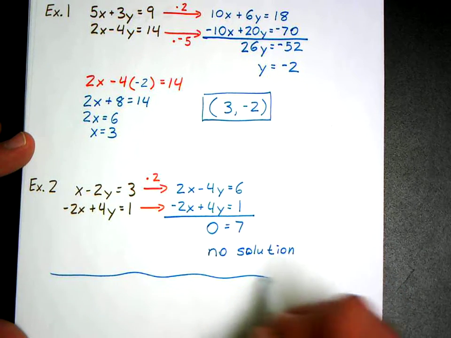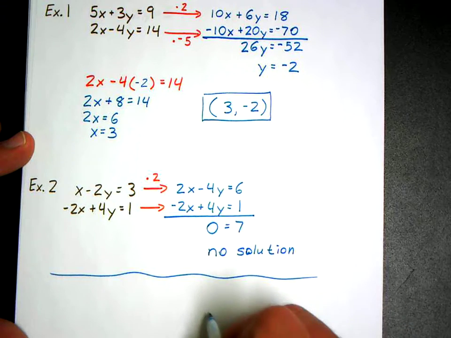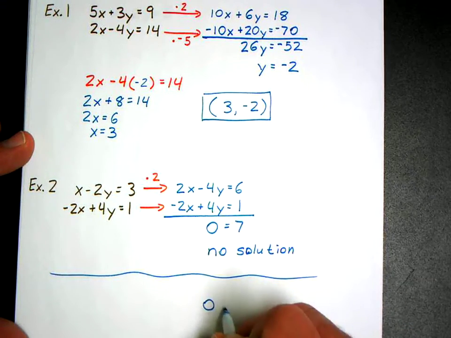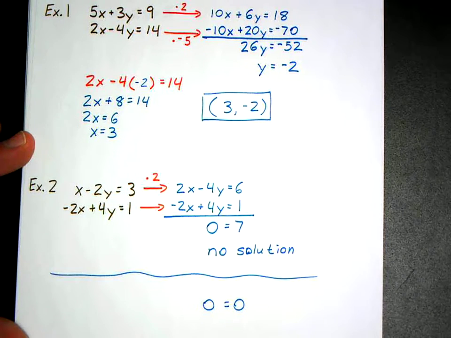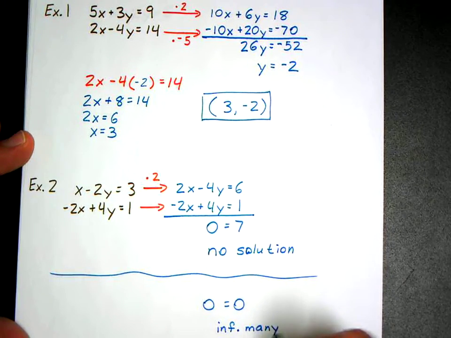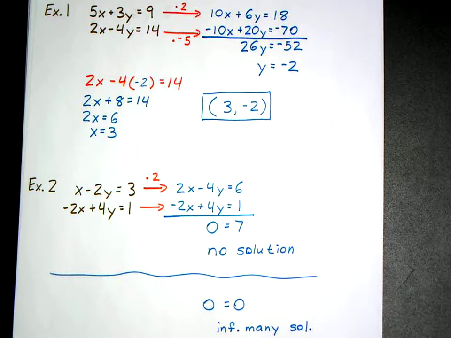Okay, so what if you were solving this? So this would be something separate. But what if you were solving something similar and you ended up with something that was 0 equals 0? What does that mean? Yeah. Infinitely many solutions. Now, it doesn't mean all solutions. I've seen some people put all solutions before. It doesn't mean all. It just means infinitely many.